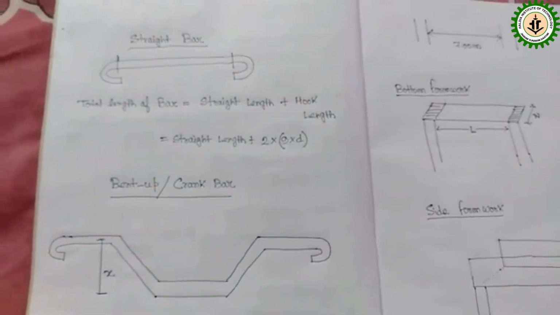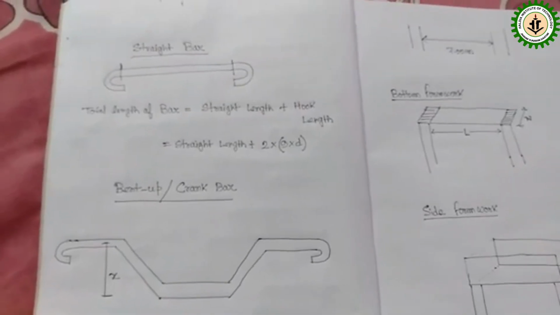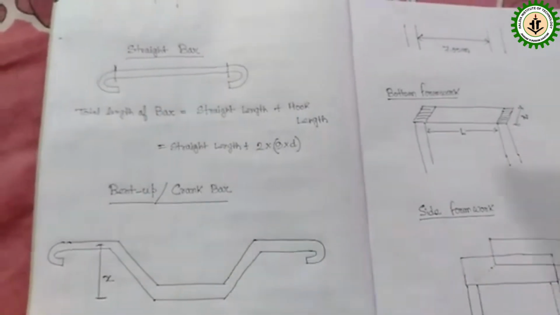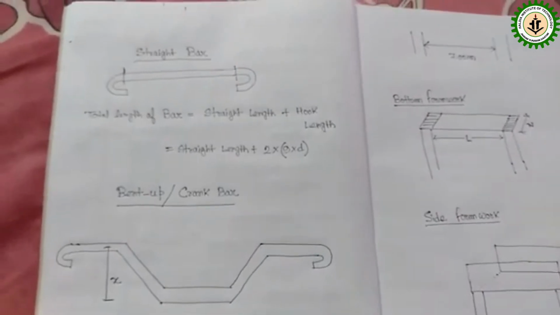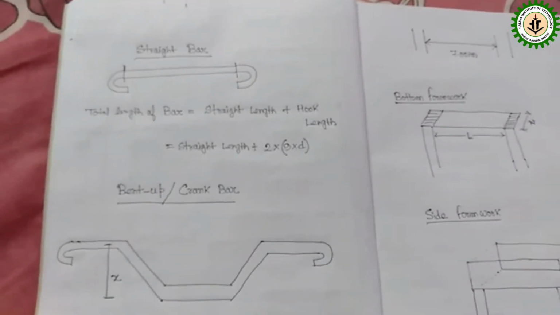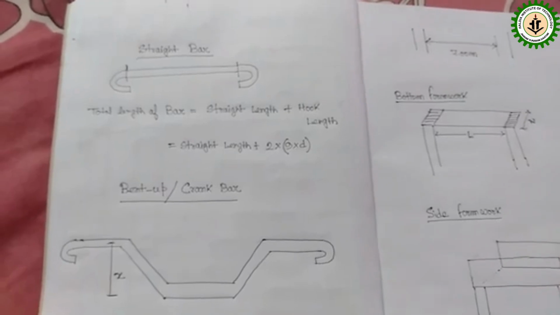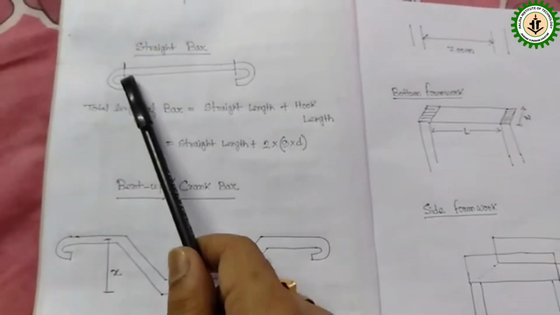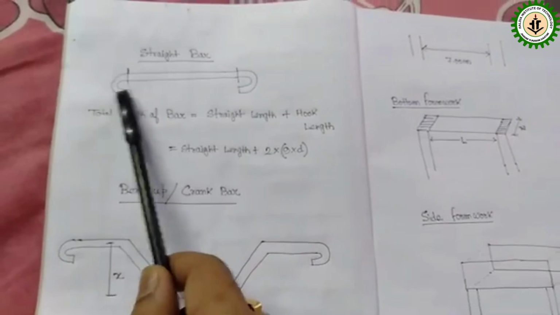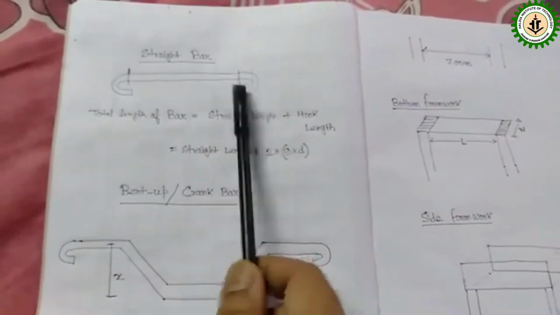So first, let's start with the length of straight bar. Okay, so this is the straight bar. The total length of this bar will be the length of the bar plus hook length. So this portion is known as the straight portion, and these are the hook portions.